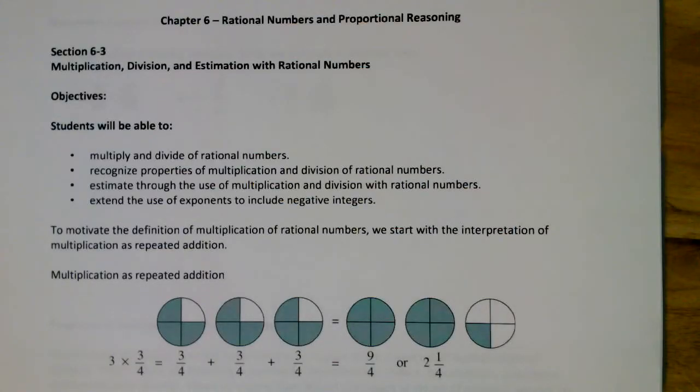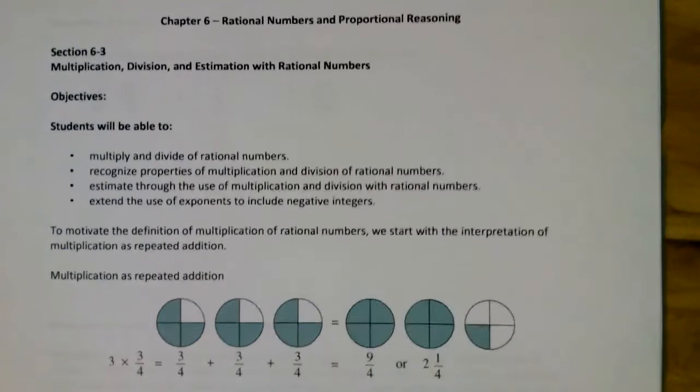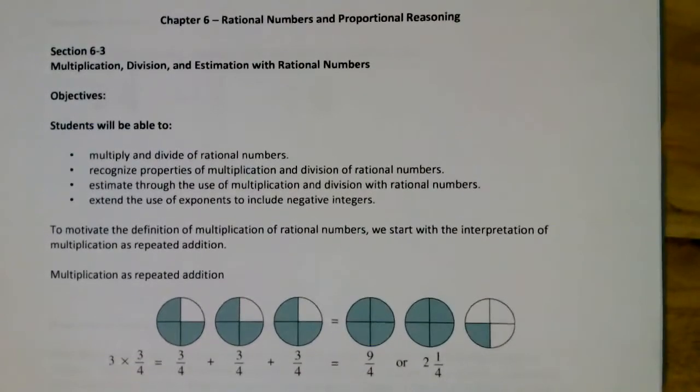Okay, in this video, we're going to talk about section 6-3, dealing with multiplication, division, and estimation with rational numbers. In this video, we'll talk about how to multiply and divide rational numbers, recognize properties of multiplication and division of rational numbers, estimate through the use of multiplication and division of rational numbers, and extend the use of exponents to include negative integers.